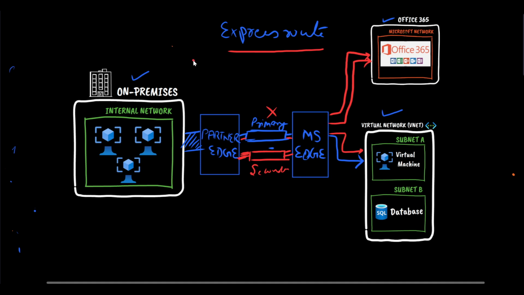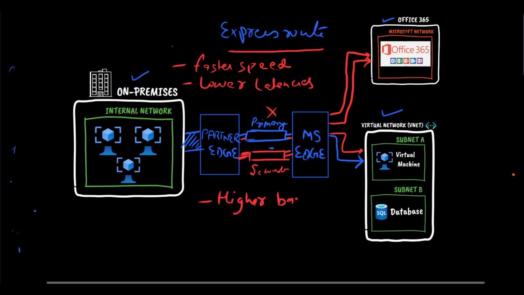For example, these connections are highly reliable. It provides faster speed, lower latencies, and higher bandwidth. This connection supports up to 10 Gbps, which is a lot, and this is not the case with a VPN gateway. So these are all the use cases of using an express route over a VPN gateway, but this solution is costlier than VPN gateway.